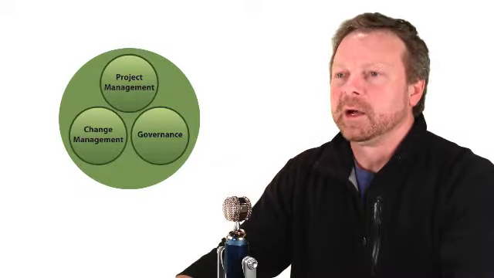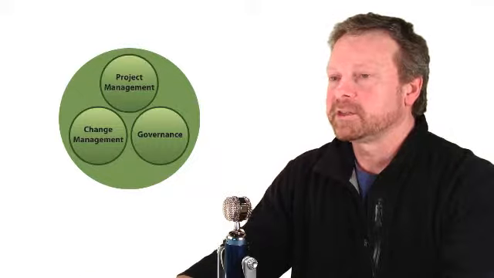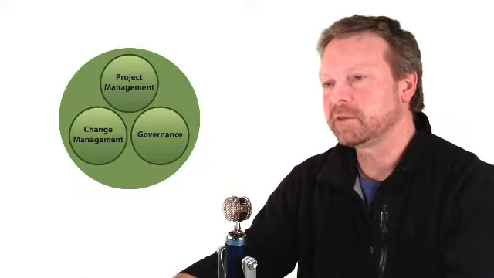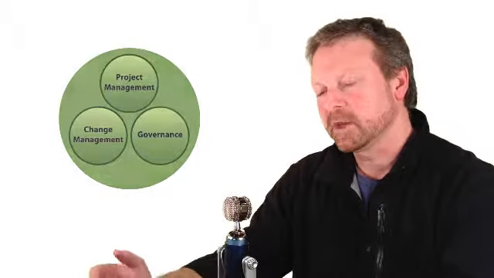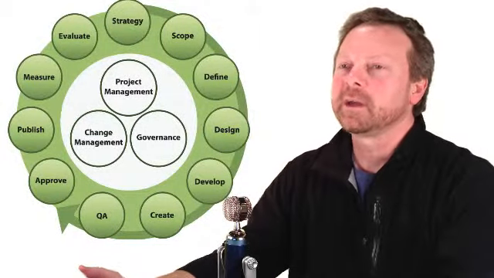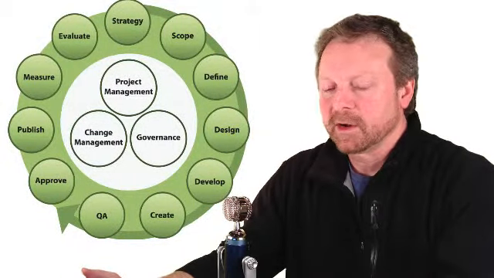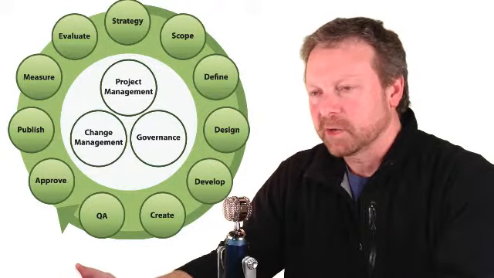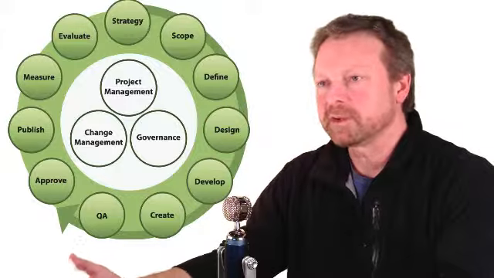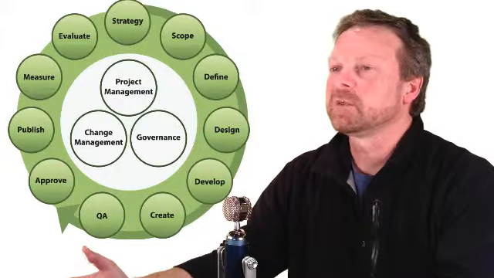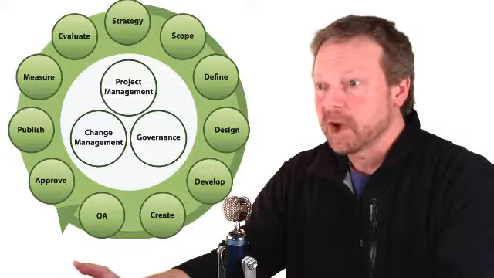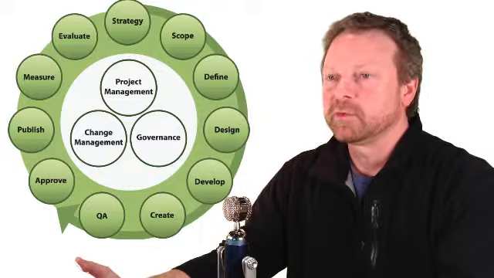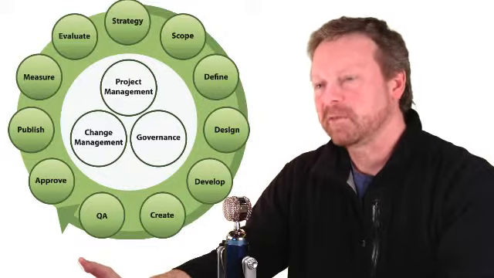Now, if you look at the diagram, you'll see that there are a series of concentric circles around that core, and each one of these circles has a different meaning. The next circle out from the core are the key activities, and these are all fundamental steps in supporting a web content management system. Starting at the very top, you begin with strategy, then move through to scope, define, design, develop, create, QA, and back up the other side, approve, publish, measure, and evaluate.